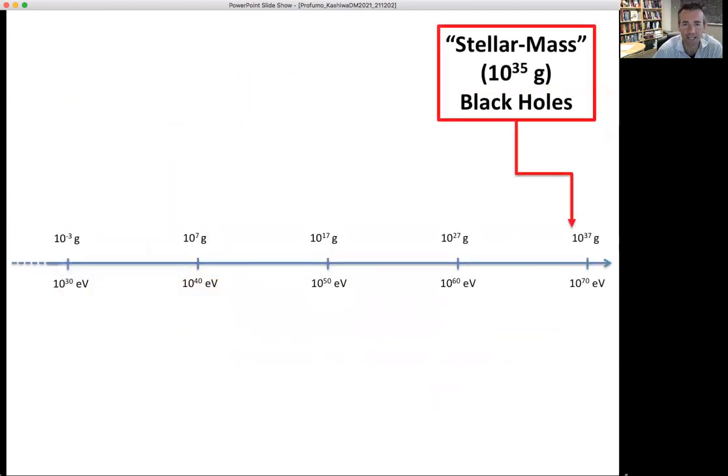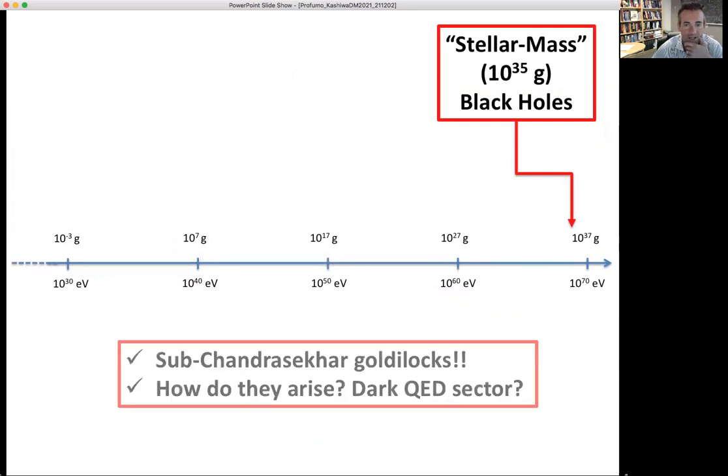So today, I told you a little bit about stellar mass black holes. Sub-trans-Planckian mass is a Goldilocks signature for PBH dark matter. How do they arise? Well, that's not clear. That's in fact something we are currently working on, and we think that the best way to generate sub-trans-Planckian mass black holes is from a dark sector that encompasses some dark QED without dark nuclear interactions. It is not easy to do things properly. Previous groups have tried to do this calculation, but we think that some important effects have been neglected.